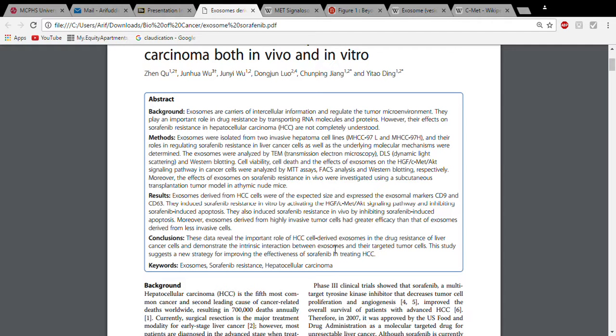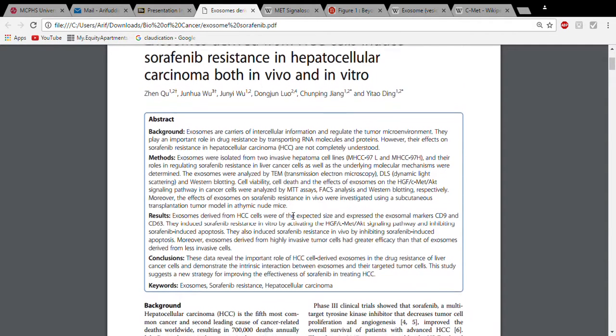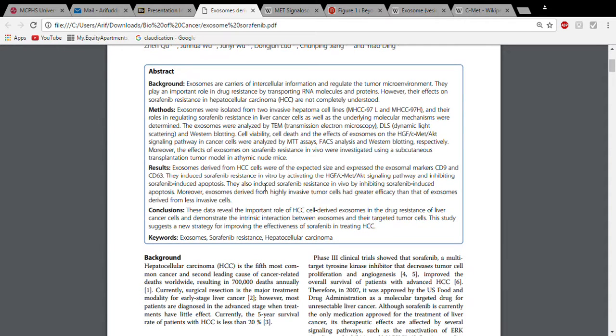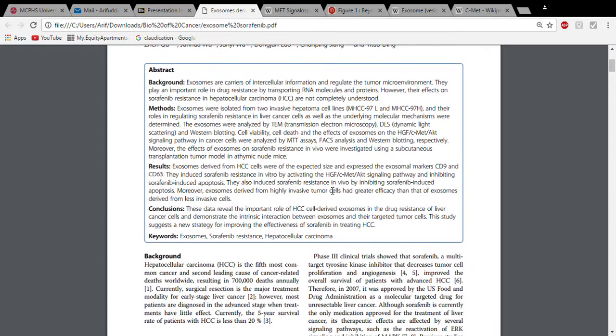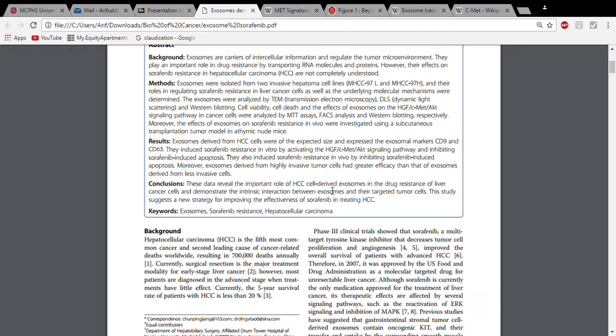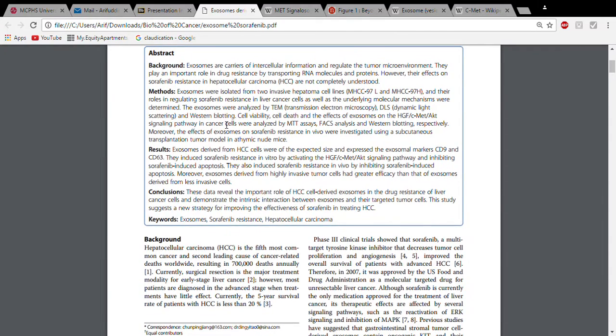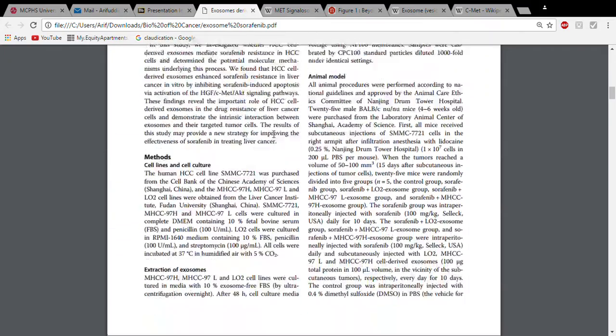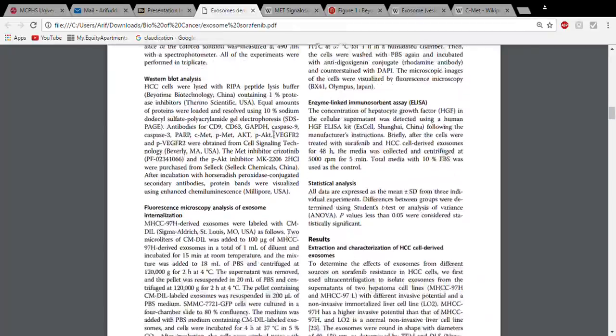So the paper explores how these cells developed a resistance against sorafenib, and it cites that they induce sorafenib resistance in vitro by activating the HGF/c-Met/AKT signaling pathway and inhibiting sorafenib-induced apoptosis. I'll be investigating two figures that directly show this effect. But first we have to go over the nomenclature to understand specific things in the figures.